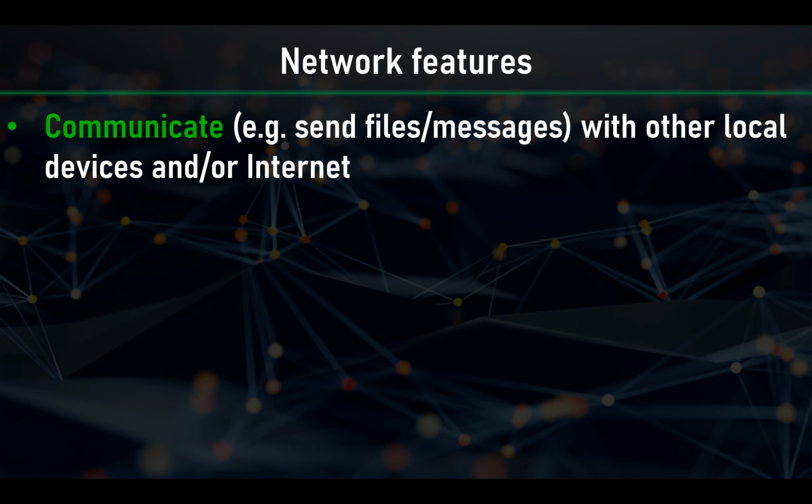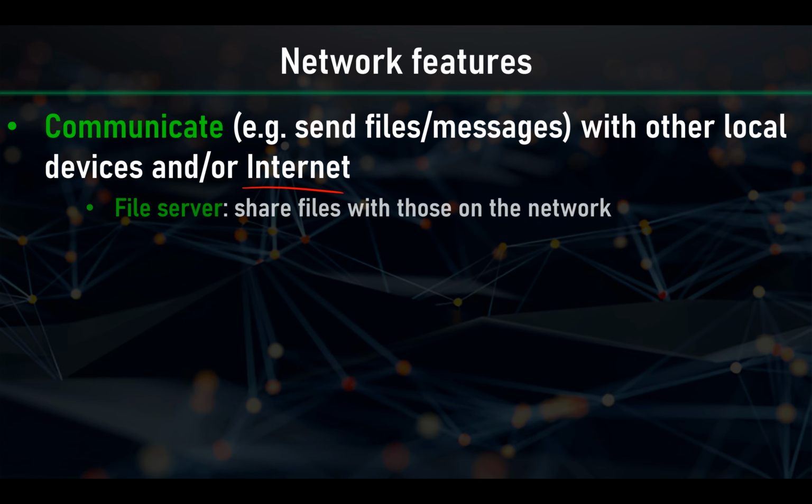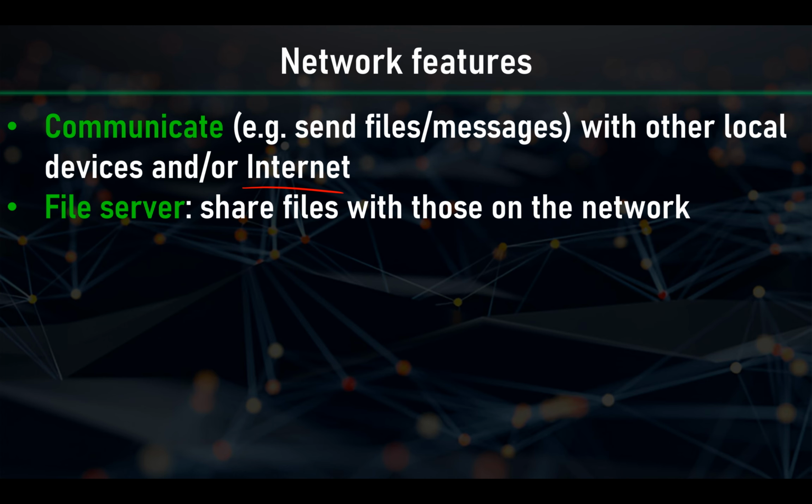Right, so if we look at some of the different networking features, one is just to communicate. So I guess 2 devices sending files, sending messages to each other, and that can be both within the network, so sending to other devices on the same LAN, or on a WAN, the global internet, sending messages from our device to a device on another network, to a web server. Right, I guess we can also have a file server on the network, to share files with those on the network.